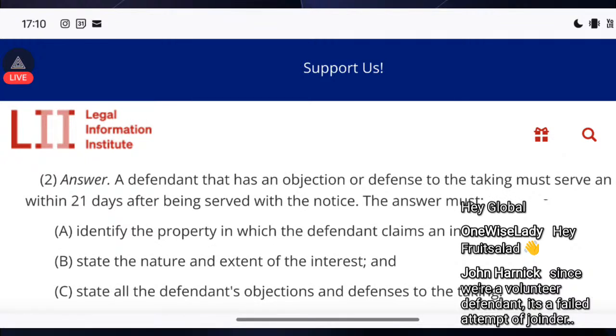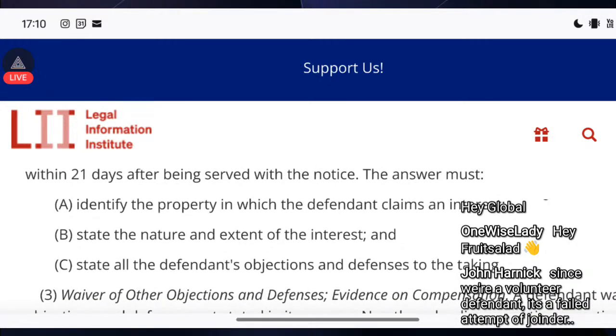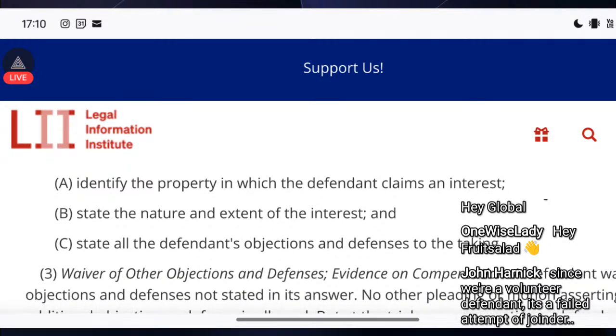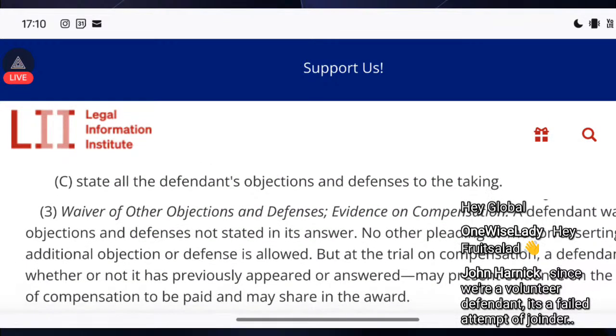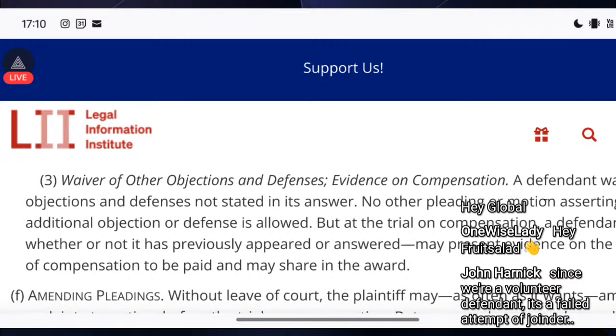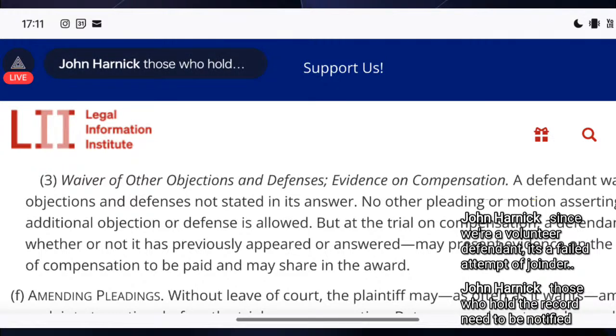A defendant that has an objection or defense to the taking must serve an answer within 21 days after being served with the notice. The answer must identify the property in which the defendant claims an interest, state the nature and extent of the interest, and state all the defendant's objections and defenses to the taking. Waiver of other objections and defenses. Defendant waives all objections and defenses not stated in its answer. No other pleading or motion asserting an additional objection or defense is allowed.